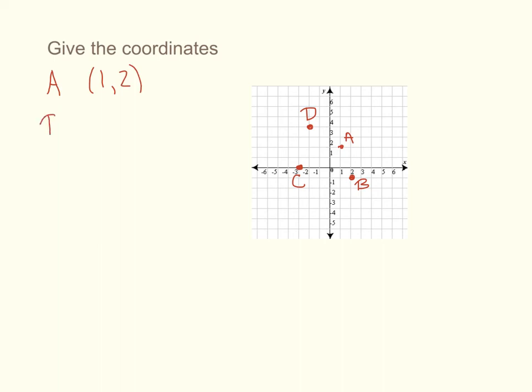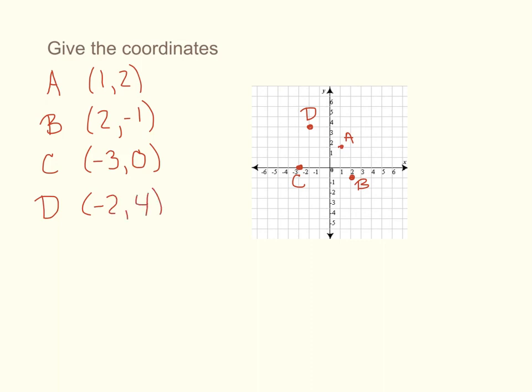When I get to point B, I'm going to go over 2, and I'm going to go down 1. Because I'm going down, remember that makes it negative. Point C, I'm going to go backwards 3, so again, that makes it negative, but I go up and down 0. And point D, I'm going to go backwards 2, and I'm going to go up 4.